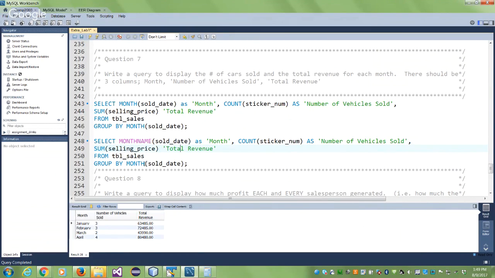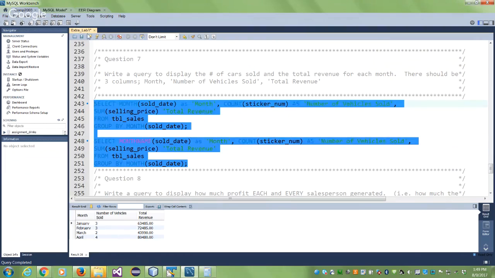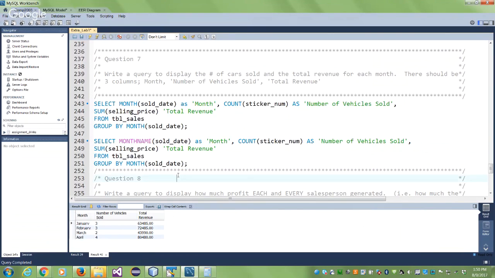There is no problem in the answer, but so that's the first one. So you see the month names are odd, 1, 2, 3, 4. And then the number of vehicles were okay and the total revenue was okay. But I made it month here, and I still sit by group by month of sold date.